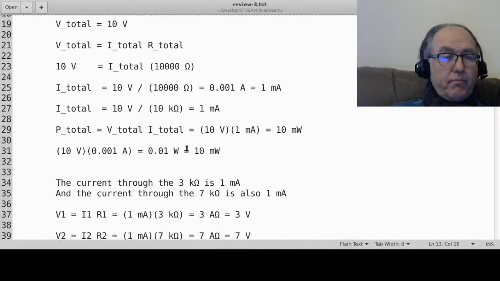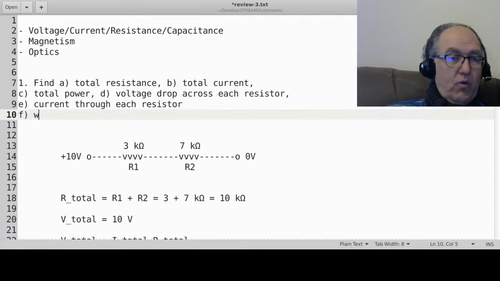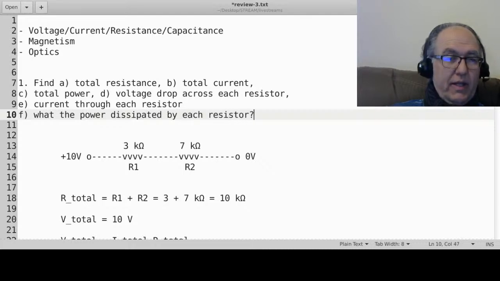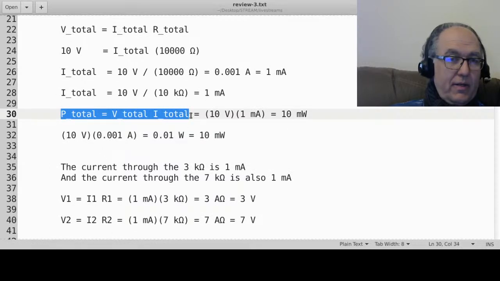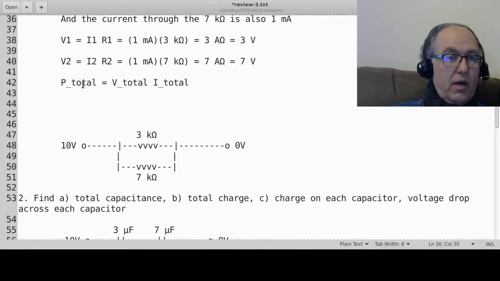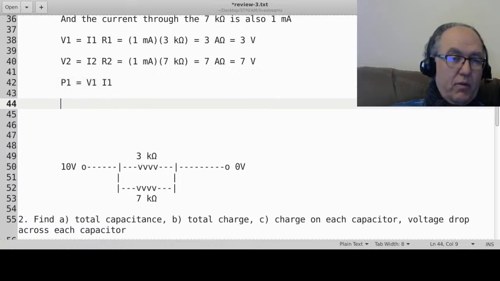Now, I can add one more question here: what's the power dissipated by each resistor? How would I do that? Well, it's the same formula. P is equal to V times I, but now it's not going to be the total. You're not going to do it for the total. You're just going to do it for P1 and for R1, in other words, and you'll do it for R2 as well.